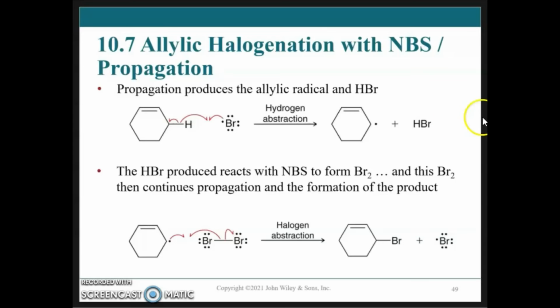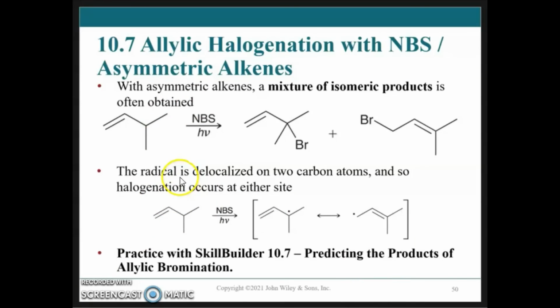The HBr that's produced reacts with NBS to form a very low level of bromine, and this will undergo homolytic cleavage to give us our bromine radicals without having a sufficient concentration to lead to the addition product. And in this way, we can have a selective bromination at the allylic position. Looking at an asymmetric alkene, we're going to see a mixture of isomeric products.